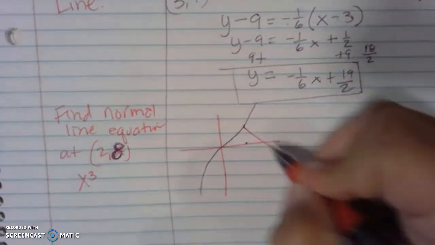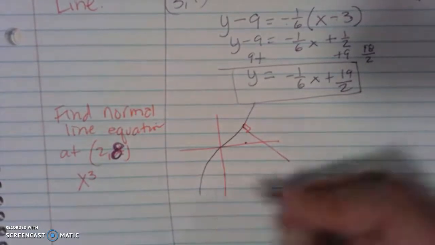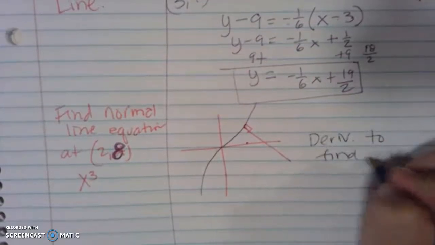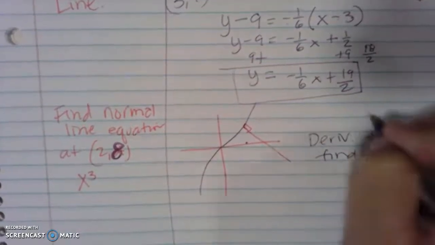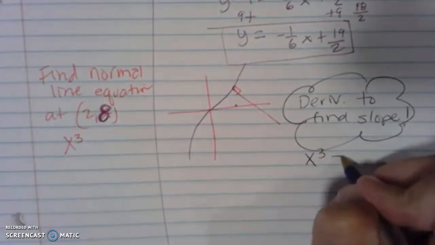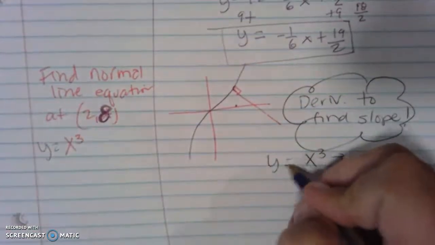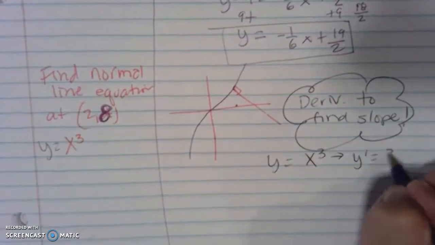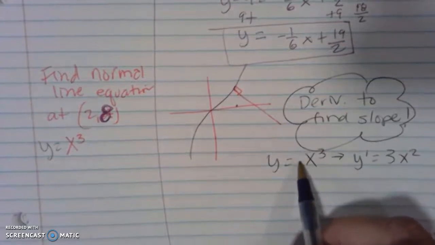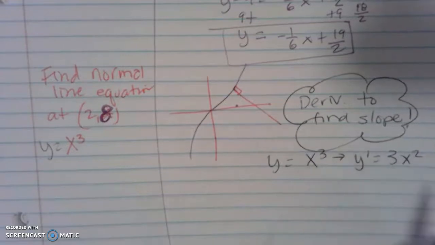I want to know this one right here. It's going to hit at 90 degrees. So we're going to go through the exact same steps. We need to use the derivative to find the slope. This is key. When I take the derivative of x to the third, y equals x cubed, so y prime equals 3x squared. I took the 3, put it in front, and then subtracted 1 from the exponent, 3 minus 1, so that's 2.